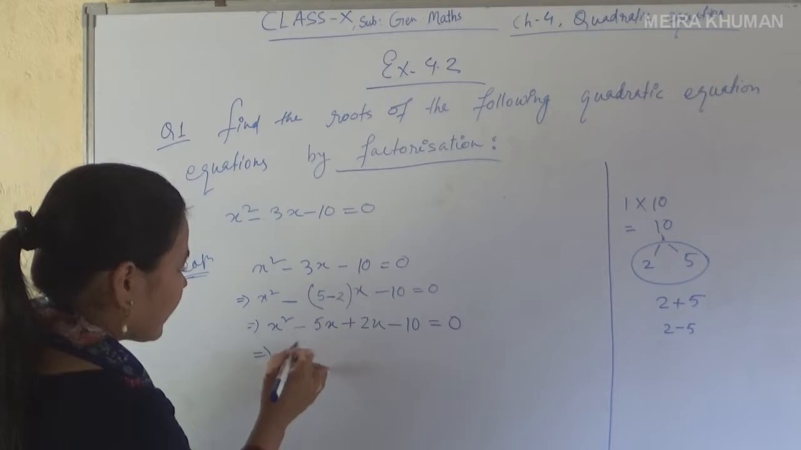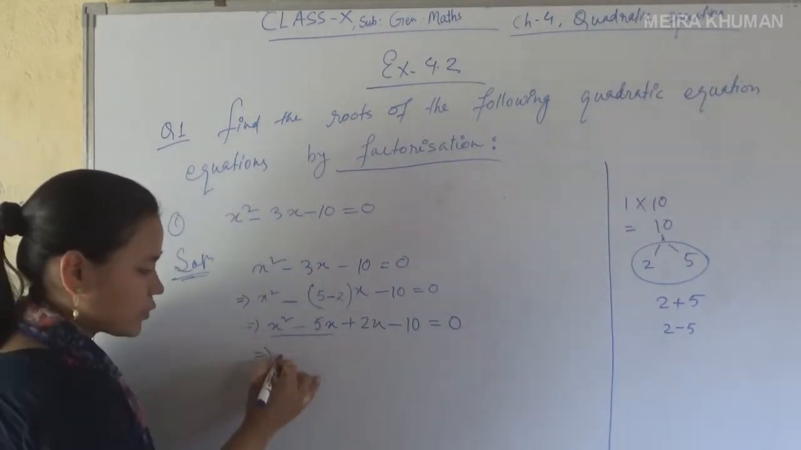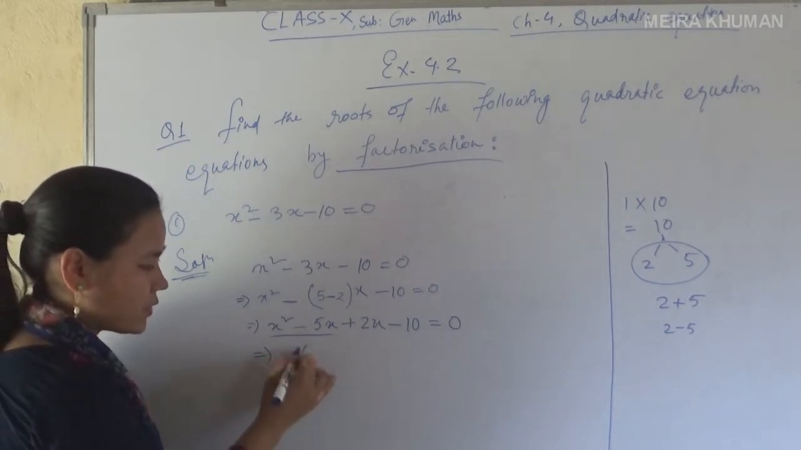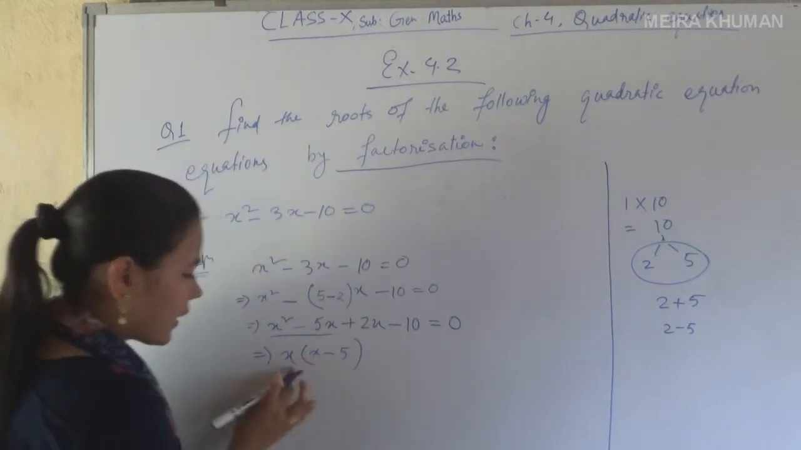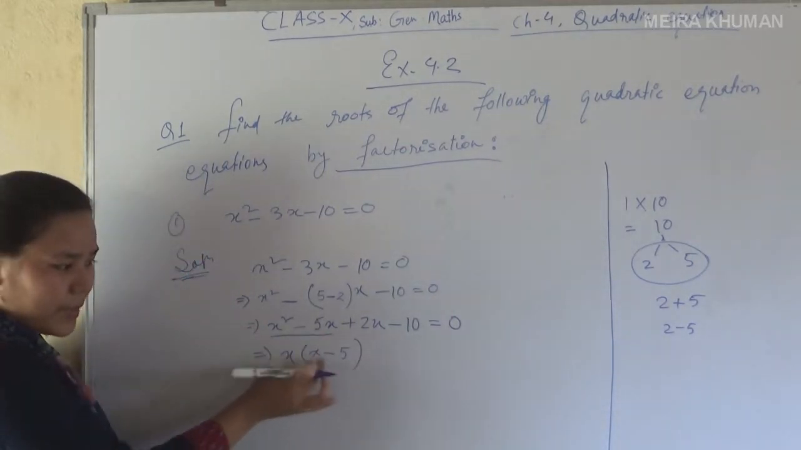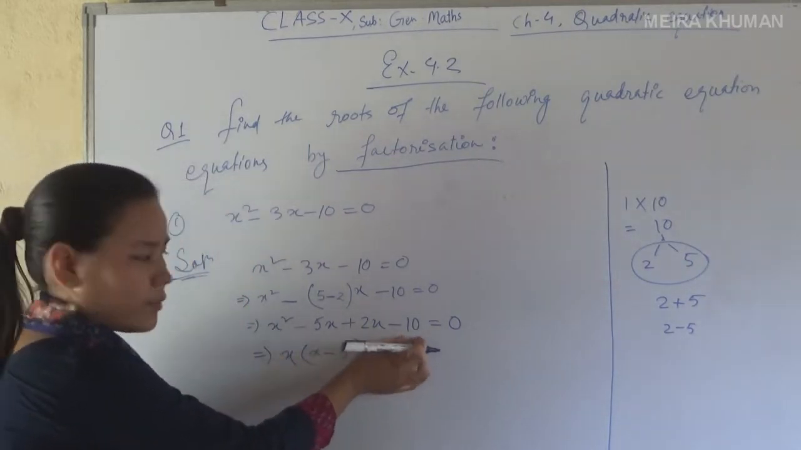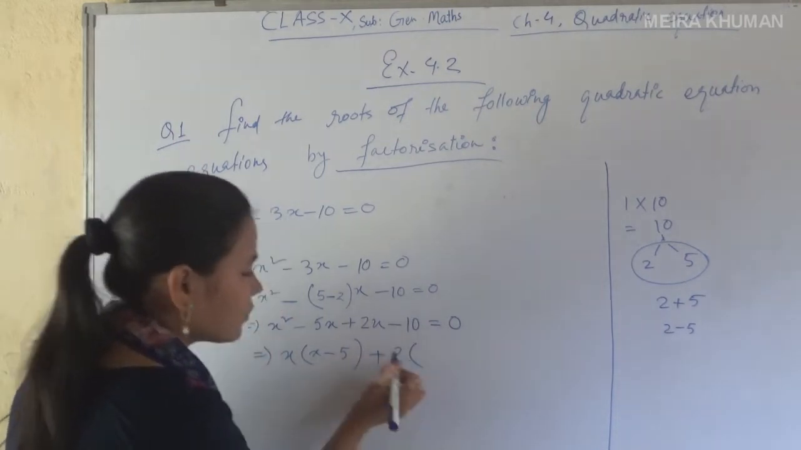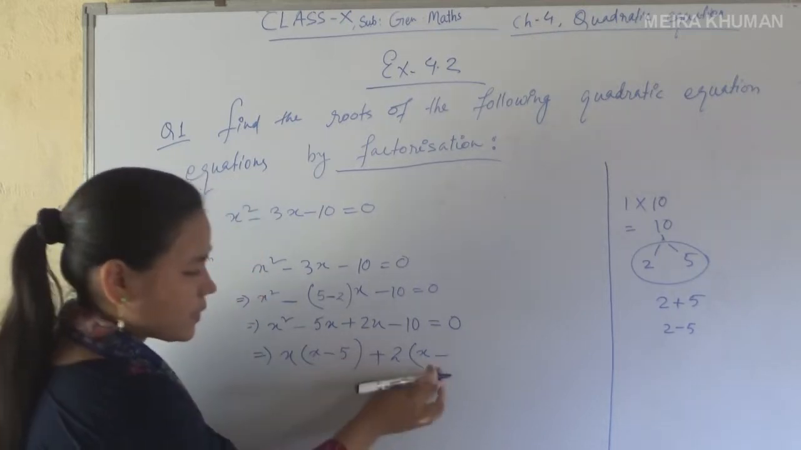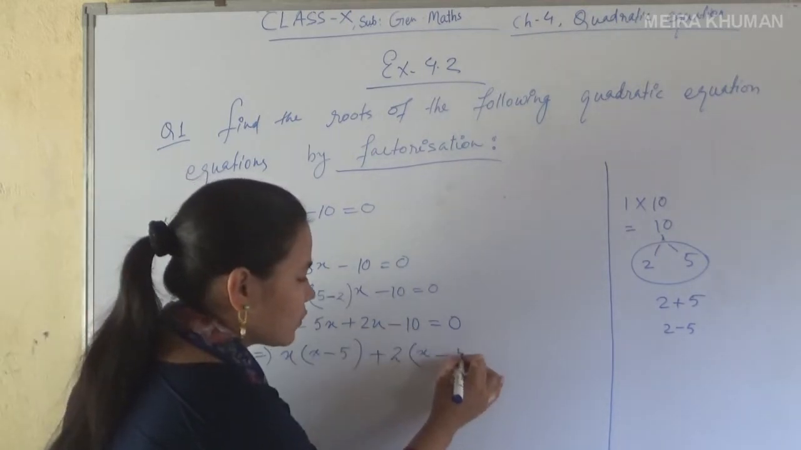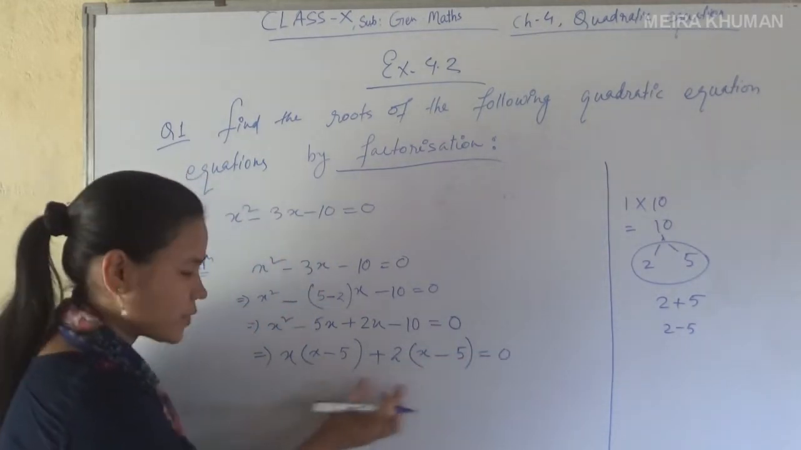So you are getting 5 minus 2 is 3. Here what is the common in x square minus 5x? Common is x. So you take x common. Inside the bracket, x into x is x square, then minus 5, x into 5 is 5x. Then next is plus 2x minus 10. What is common? 2. So you get x minus 5, then 2 fives are 10.